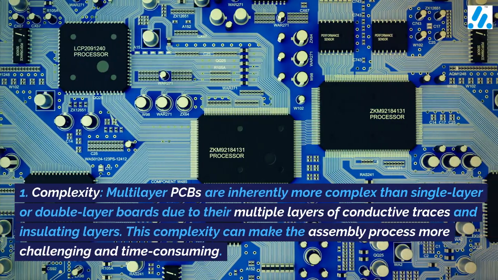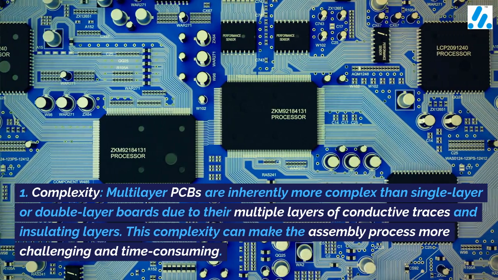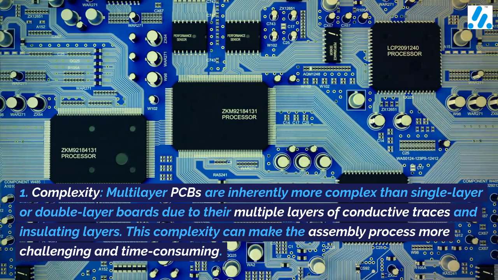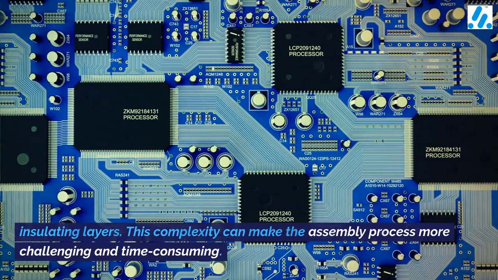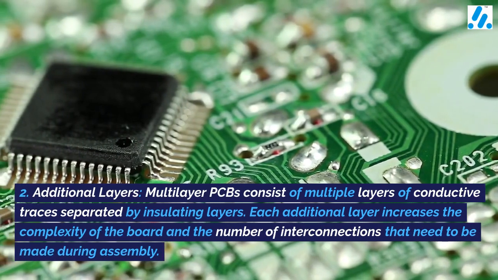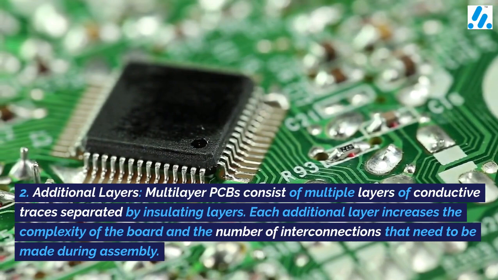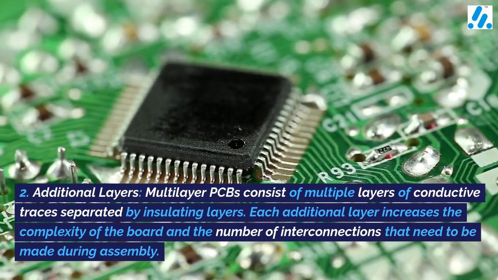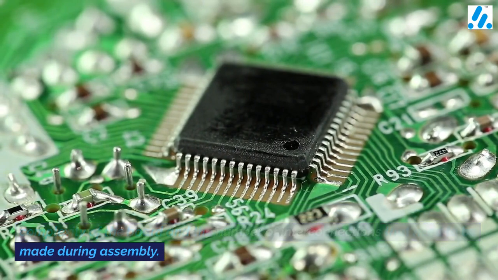1. Complexity. Multilayer PCBs are inherently more complex than single-layer or double-layer boards due to their multiple layers of conductive traces and insulating layers. This complexity can make the assembly process more challenging and time-consuming. 2. Additional layers. Multilayer PCBs consist of multiple layers of conductive traces separated by insulating layers. Each additional layer increases the complexity of the board and the number of interconnections that need to be made during assembly.